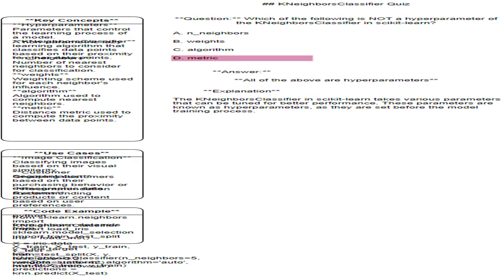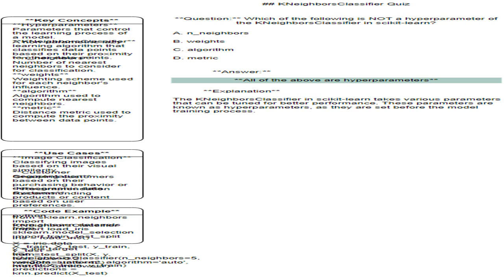Incorrect. This is a hyperparameter. It determines the distance metric used to calculate the proximity between data points. Common options include Minkowski, Euclidean, and Manhattan. Incorrect. All of the above are hyperparameters, parameters that control the learning process of a model. These are set before the model training process.